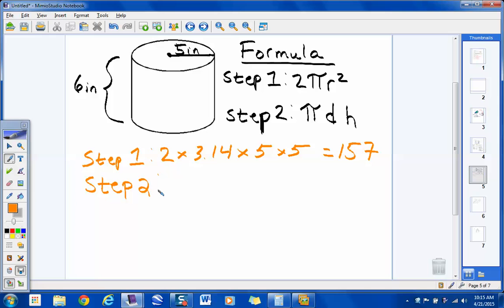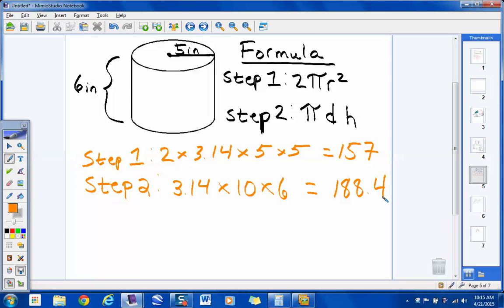What's step 2 asking us to do? Pi times, say it again, Scott. Okay, so what would the diameter be in this? If the radius is 5, what's that make the diameter, Scott? So I'm going to go 3.14 pi times the diameter, which is 10, times the height, which is 6. Somebody punch that up for me. 188.4. Okay, so that'll be the side of it.